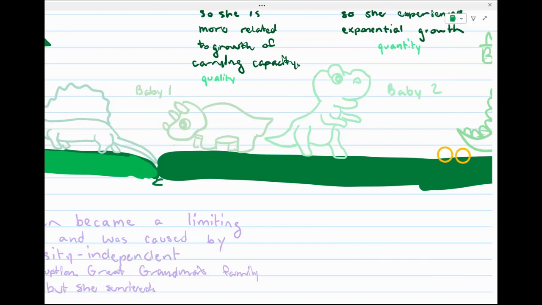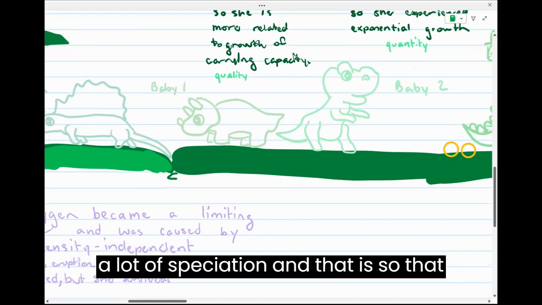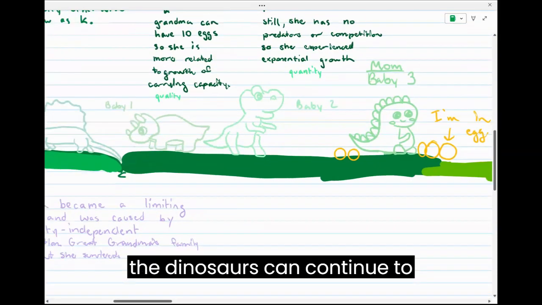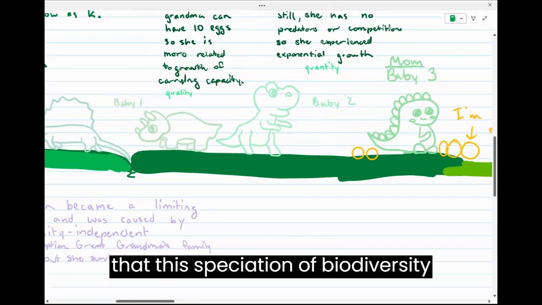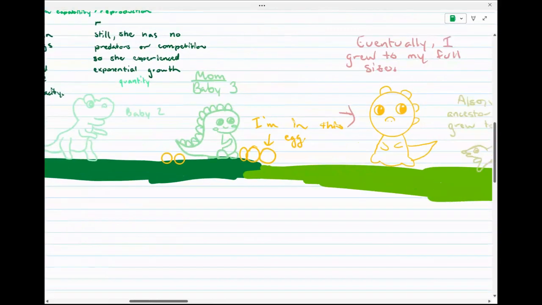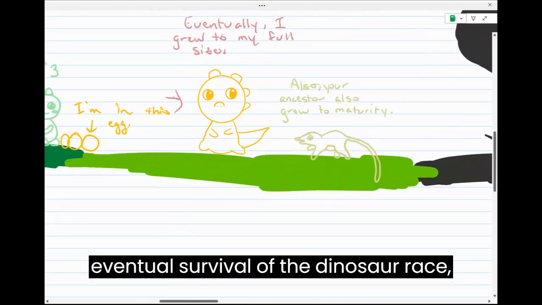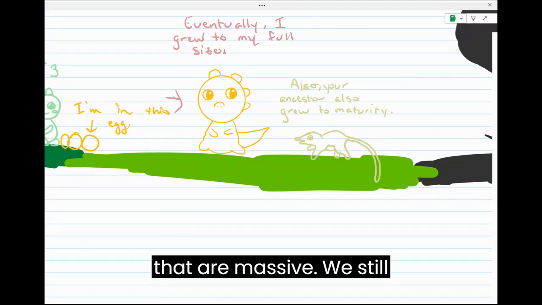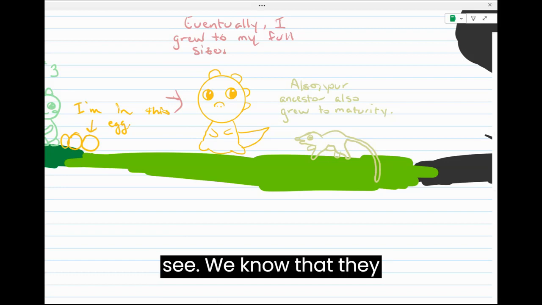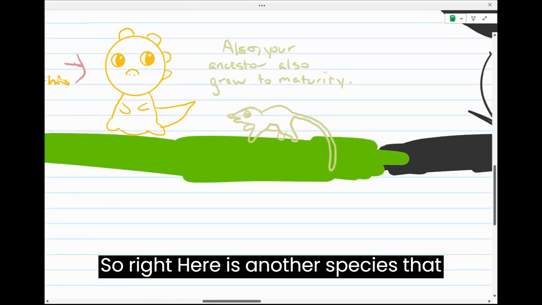And so after grandma has a bunch of babies, we see a lot of biodiversity because we see a lot of speciation. And that is so that the dinosaurs can continue to survive. And what's really important is that this speciation and biodiversity led to the eventual survival of the dinosaur race. Even though we don't see dinosaurs today that are massive, we know that they existed because we are their descendants.